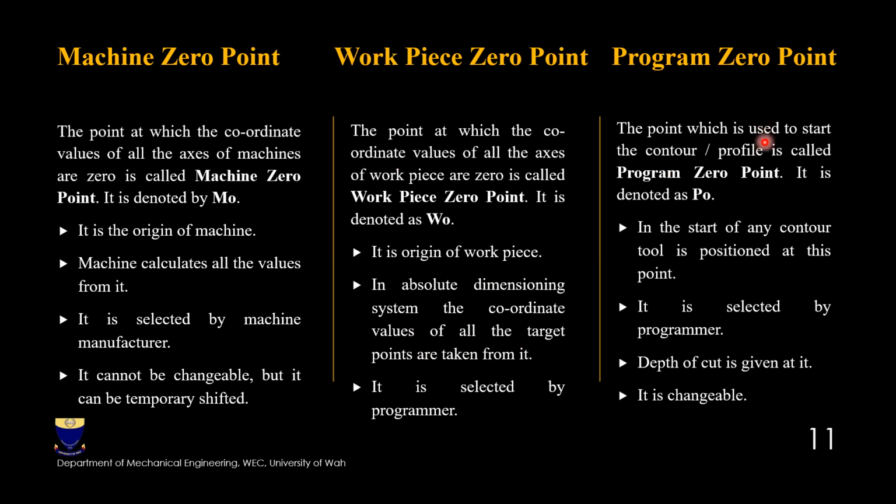The point which is used to start the contour profile is called program 0 point. It is denoted as p naught. It is the start of any contour, the point at which the tool is positioned. It is selected by the programmer. Depth of cut is given at it, and it is changeable as well.